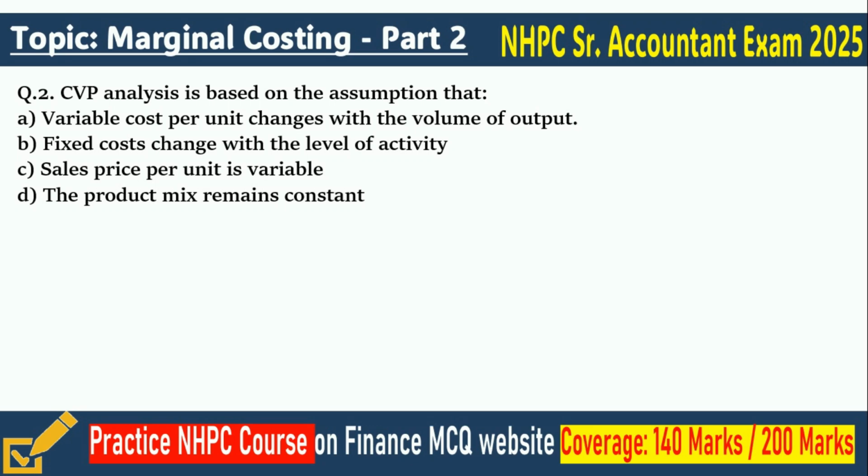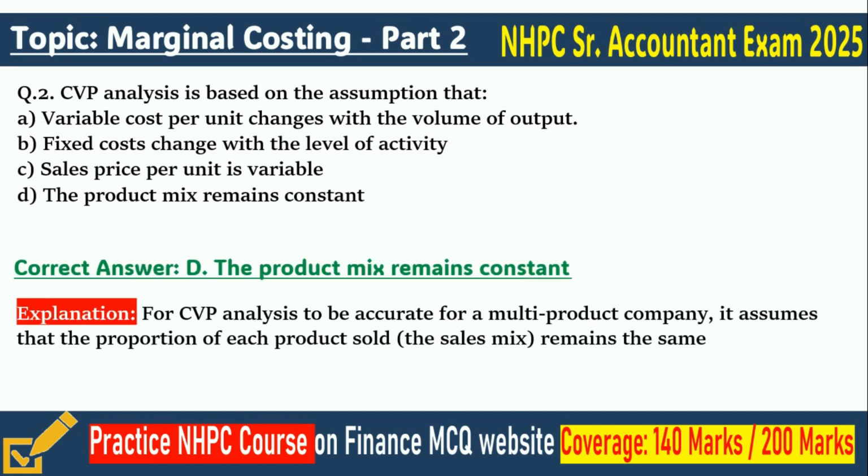Friend, next question. CVP analysis is based on the assumption that option A, variable cost per unit changes with the volume of output. Option B, fixed cost changes with the level of activity. Option C, sales price per unit is variable. And last option, the product mix remains constant. So, friends, what should be the correct answer here? Friends, it should be option D, the product mix remains constant. Friends, for CVP analysis to be accurate, for a multi-product company, it will assume that the proportion of each product sold, the sales mix remains the same.